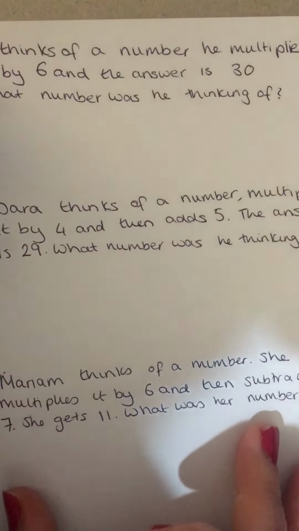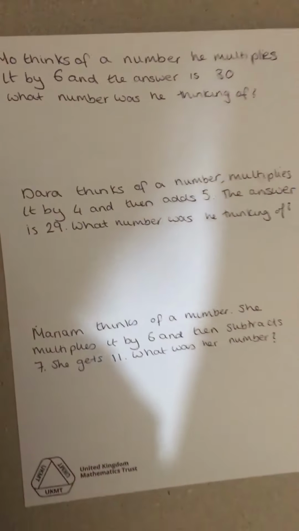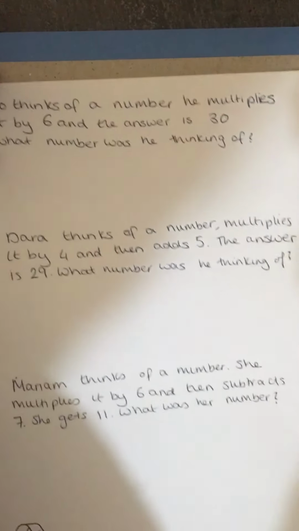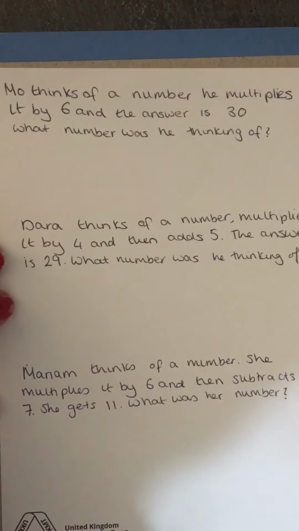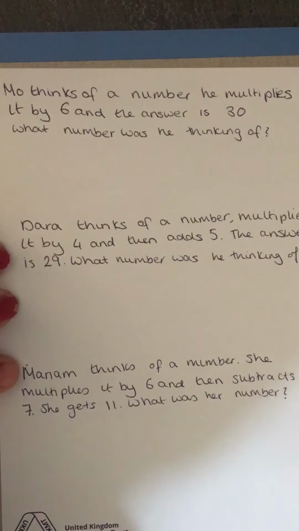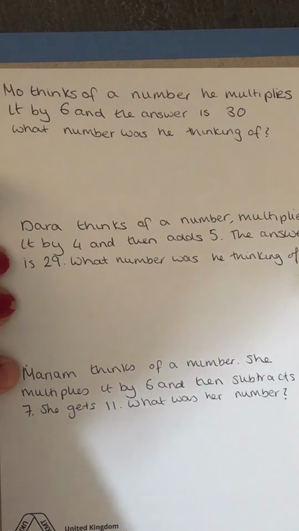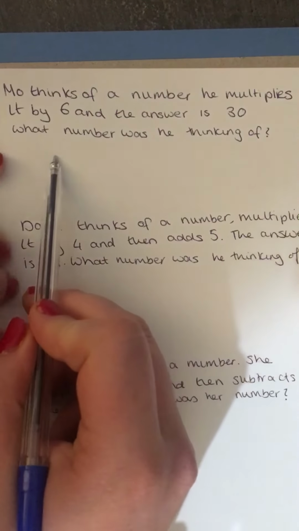So the first sort of problems that we are going to look at today involve think of a number. Okay, so our first one here, Mo thinks of a number. He multiplies it by 6 and the answer is 30. What number was he thinking of? A question like that you could probably work out without having to do any algebra, in your head, by thinking backwards. If you had a number, he multiplied it by 6 and got 30, what did he have to start with? Work backwards. The opposite of multiplying by 6 is dividing by 6. But we can show this using an equation.